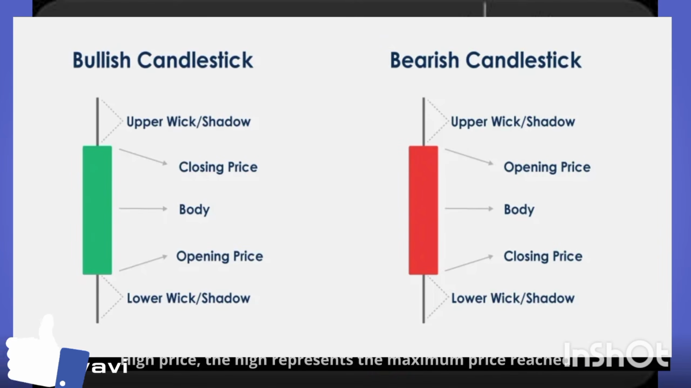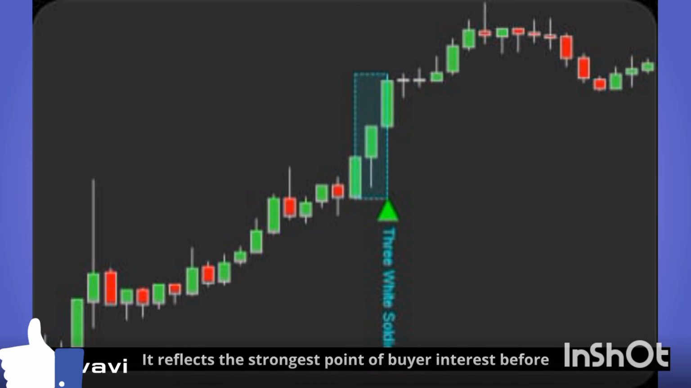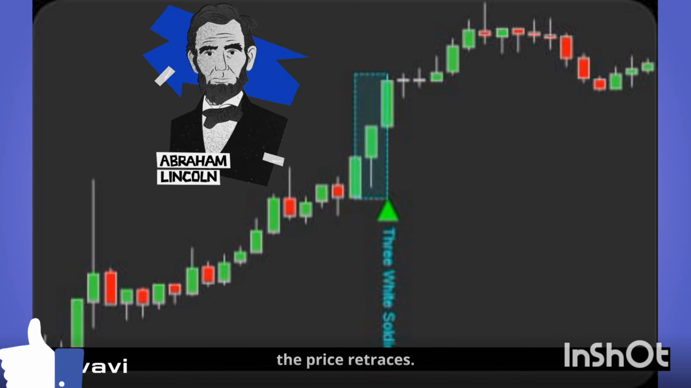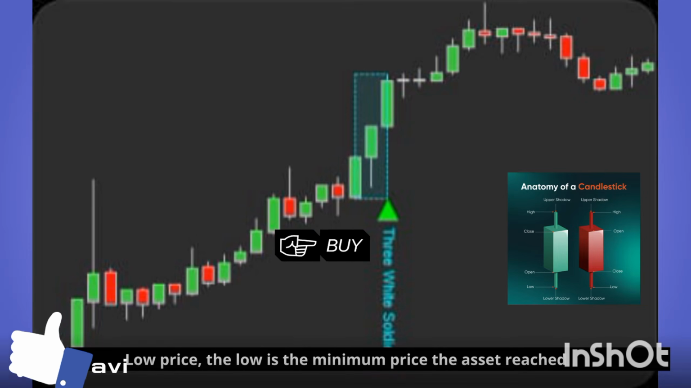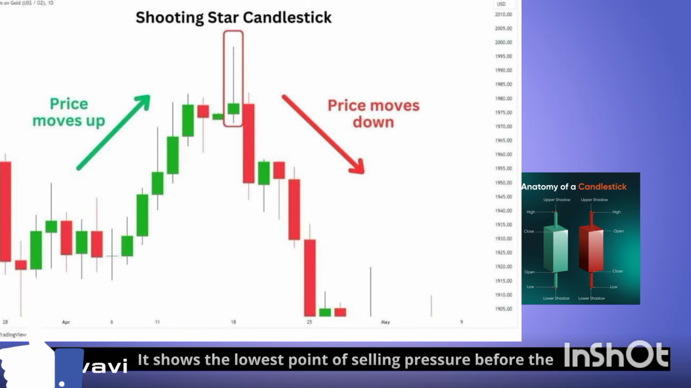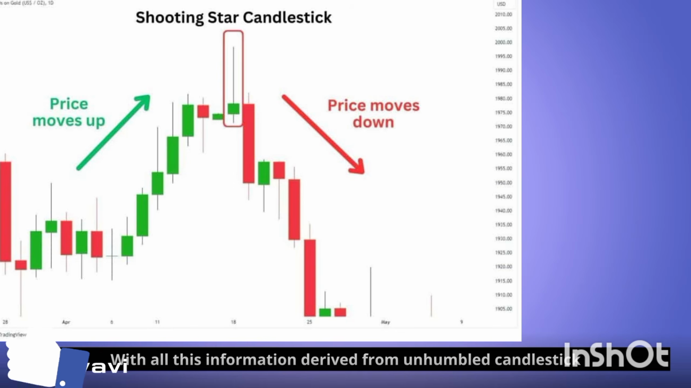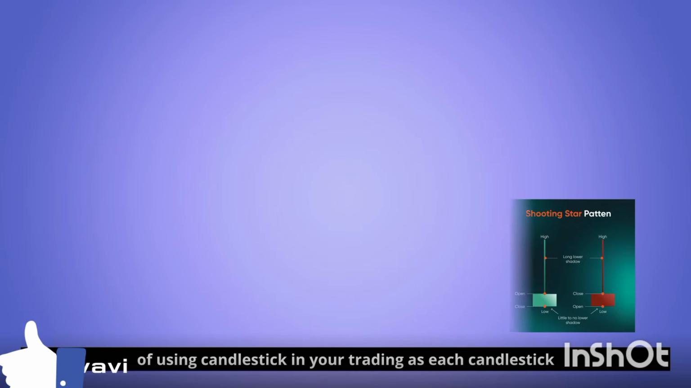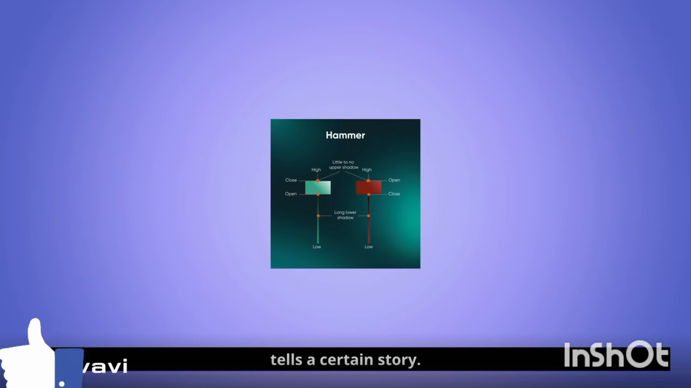High price. The high represents the maximum price reached by the asset during the trading period. It reflects the strongest point of buyer interest before the price retraces. Low price. The low is the minimum price the asset reached within the trading period. It shows the lowest point of selling pressure before the price rebounded. With all this information derived from one humble candlestick, do not underestimate the value of using candlesticks in your trading, as each candlestick tells a certain story.